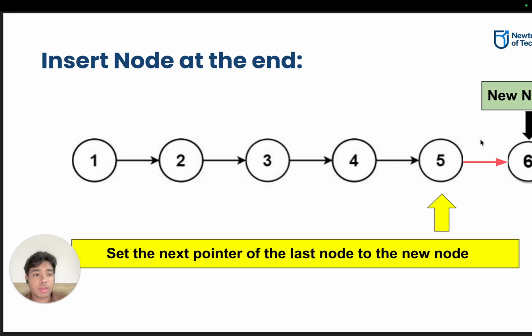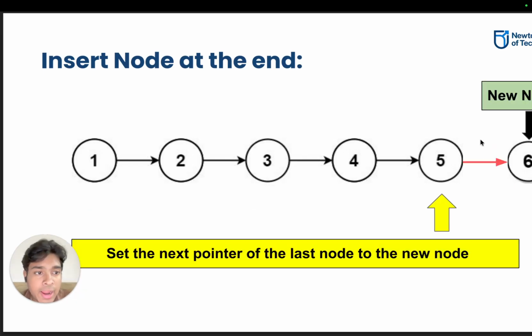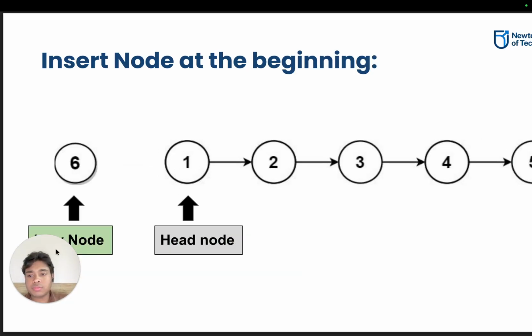So as I told you, we are adding the new node value 6 after 5, because we are inserting at the end of the linked list. Set the next pointer of the last node to the new node. So the time complexity of inserting is O of n. So 6 is our new node, 1 is our head node.